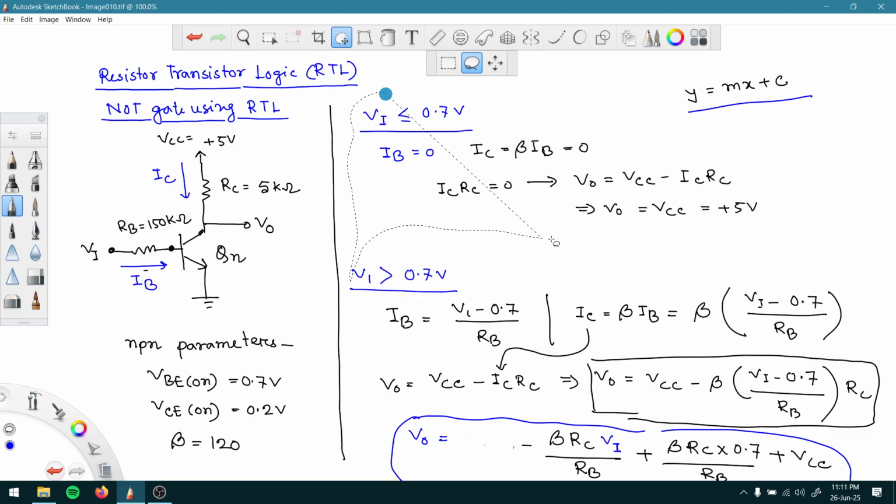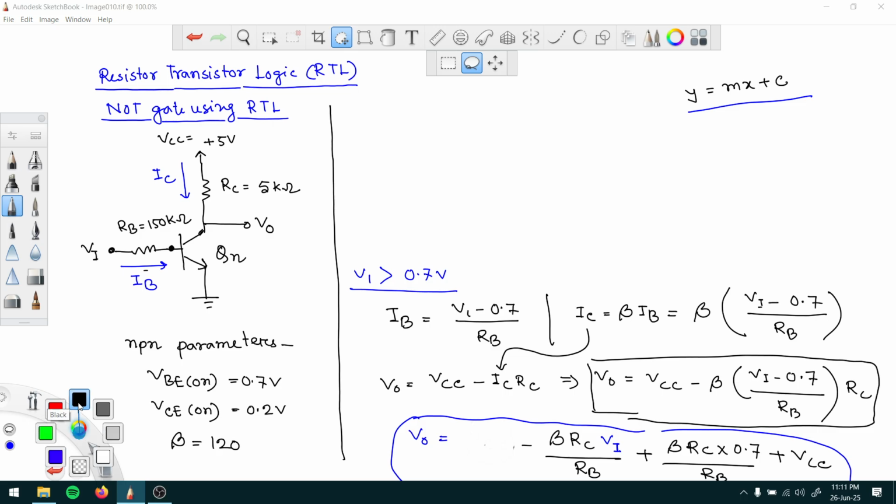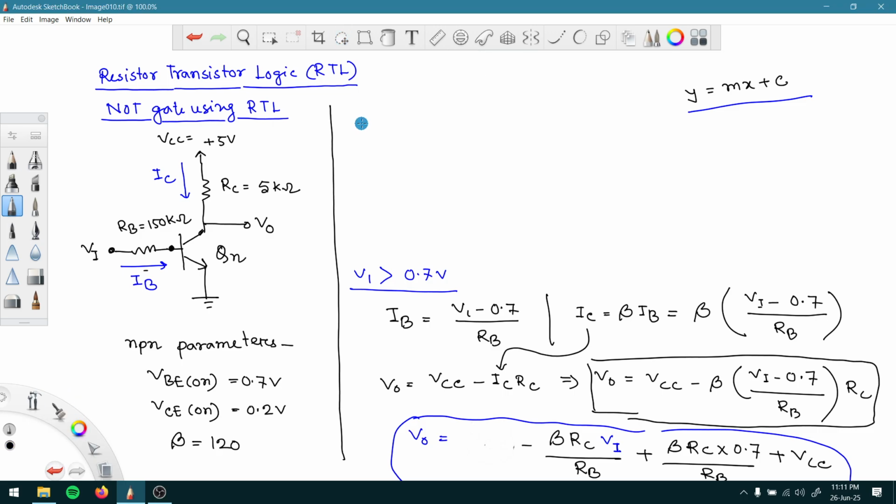Now for the last case, what we are going to do, we will try to find out what happens afterwards. So we are trying to increase the value of voltage Vi here starting from 0.7. I discussed the fact that whenever you increase the value of Vi, that is actually increasing the value of Ib also.